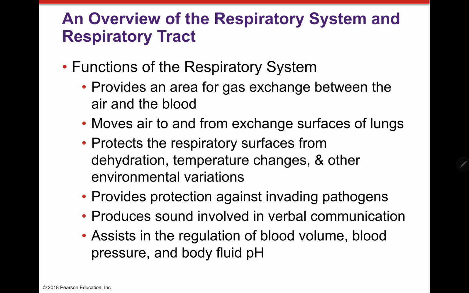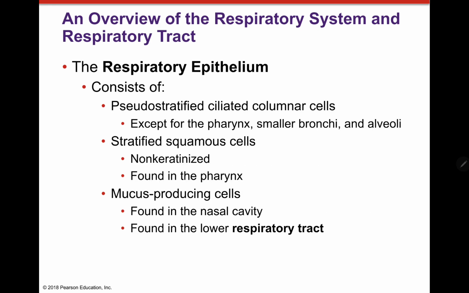So when we're looking at the respiratory system, the main functions are to provide an area for gas exchange between the air and the blood. We're able to move air to and from the exchange surfaces of the lungs. We're able to protect the respiratory surfaces from dehydration, temperature changes, and other environmental variations. We're able to provide protection against invading pathogens. We produce sound, involved in our verbal communication, as well as assist in the regulation of blood volume, blood pressure, and body fluid pH.